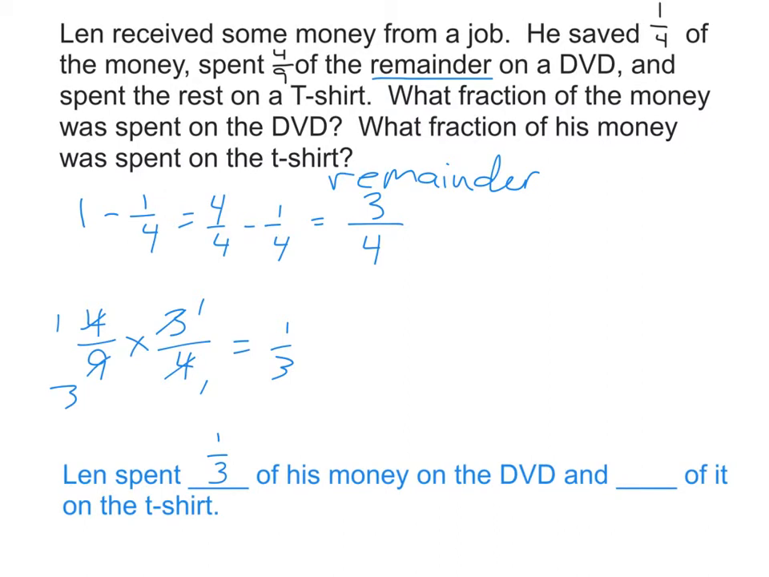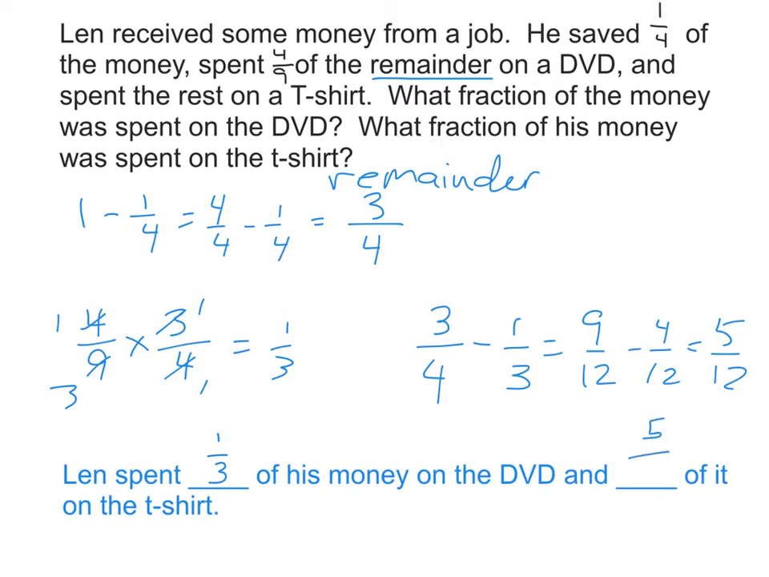So that would be the rest of the remainder minus the DVD. Common denominator is 12. So this would be 9/12 minus 4/12, which leaves 5/12 for the t-shirt. So there's a second method besides the model that you could also use.